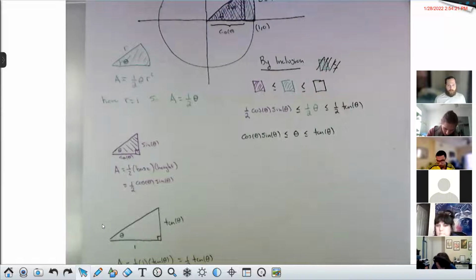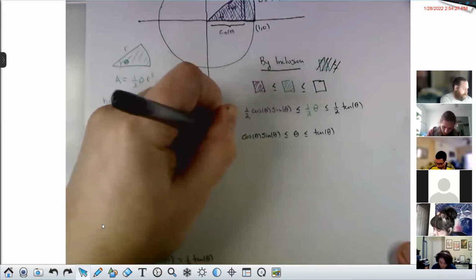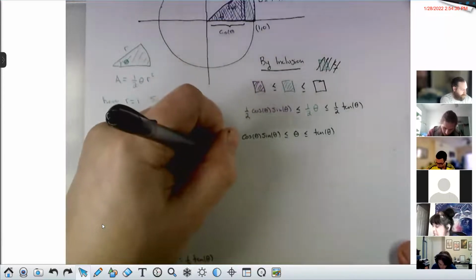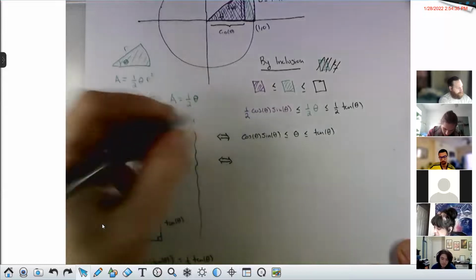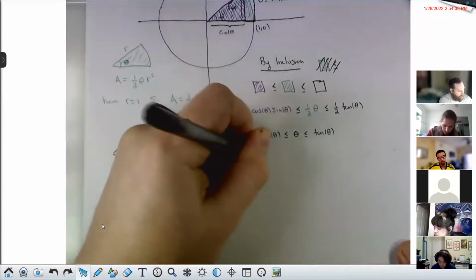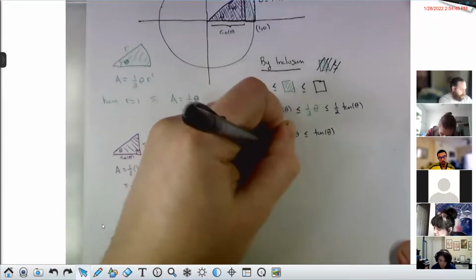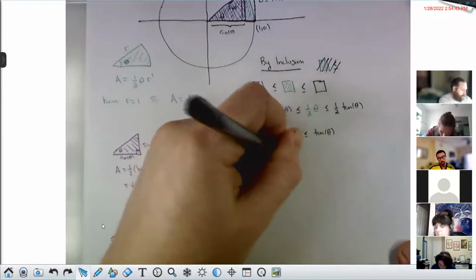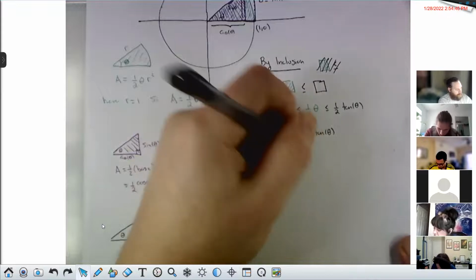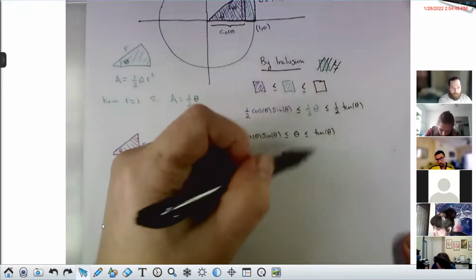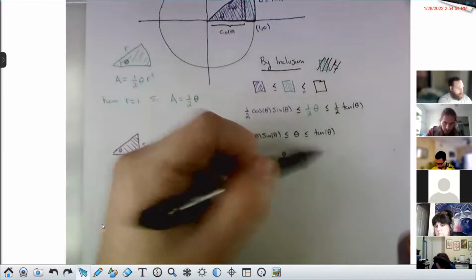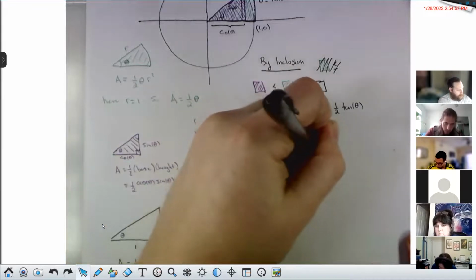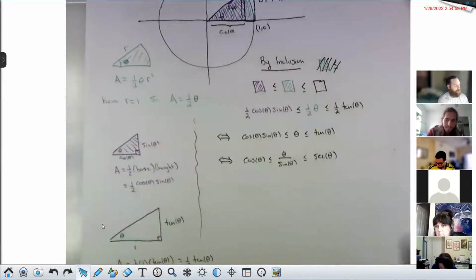Divide through everywhere by sine theta. And you get cos theta is less than or equal to theta over sine theta is less than or equal to, if you take tangent theta and divide it by sine theta, that's sine over cosine, divided by sine, you get 1 over cosine or secant theta.